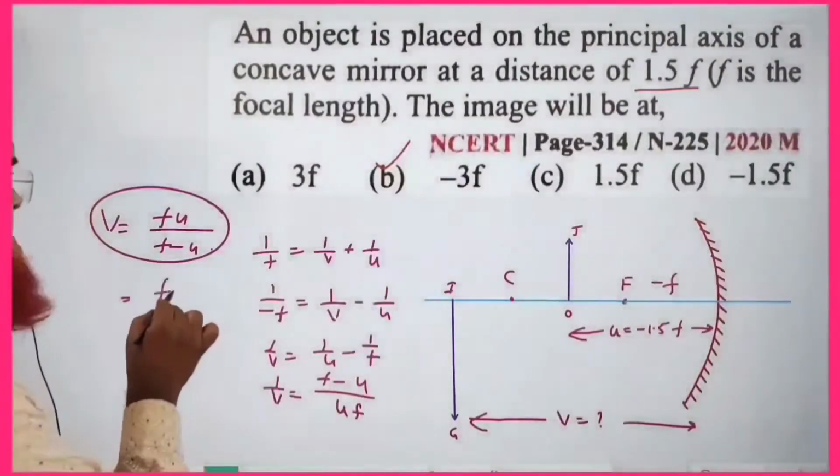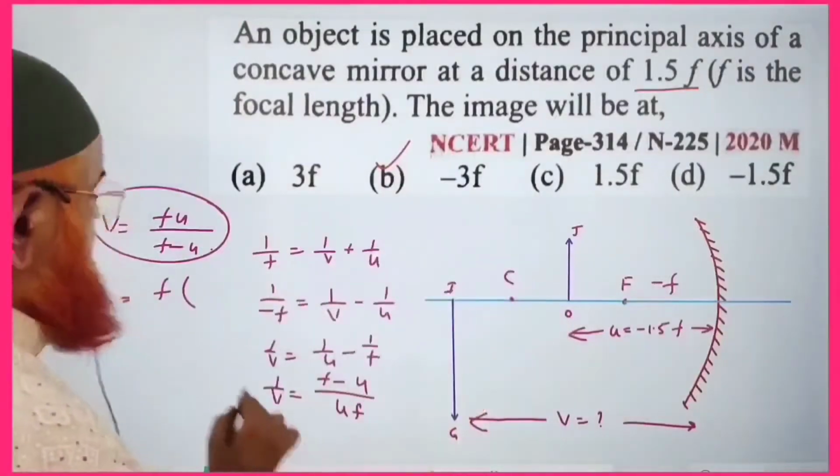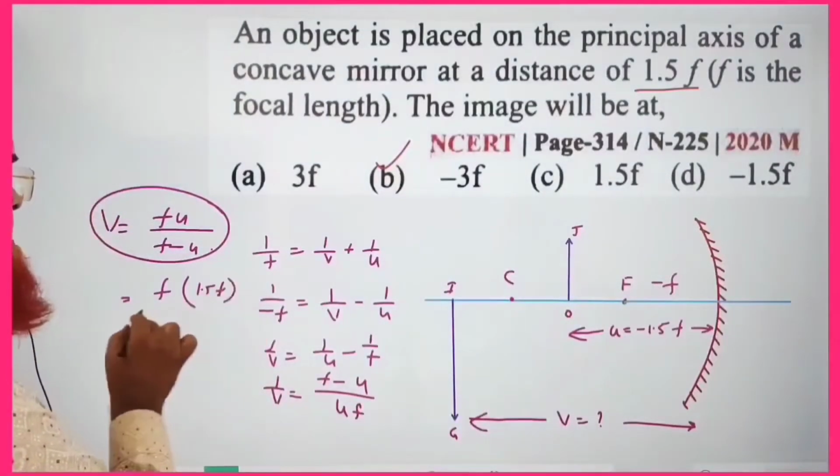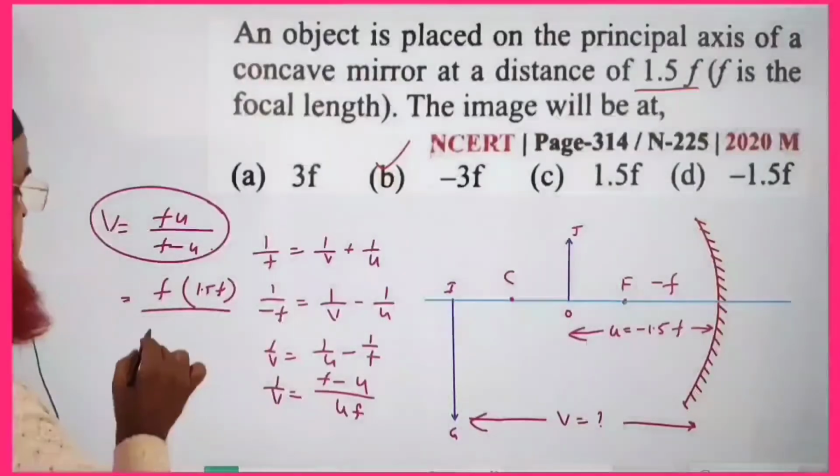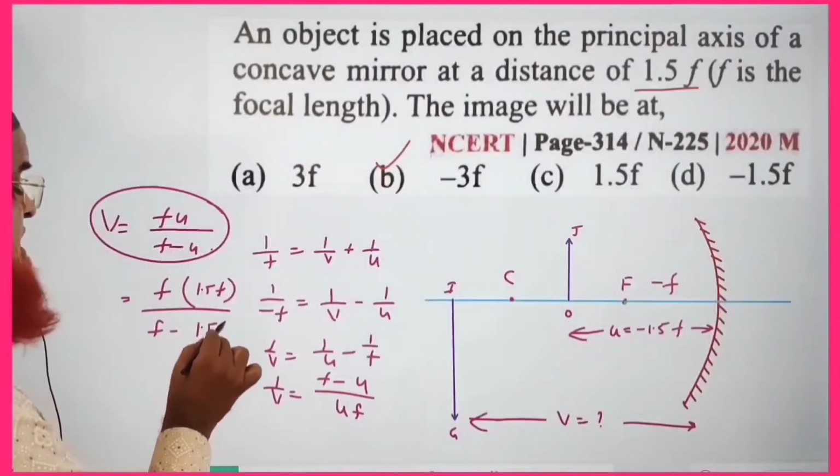So what is f? F is f. What is u? U is 1.5f. Divided by f minus u. F minus u, where u is 1.5f.